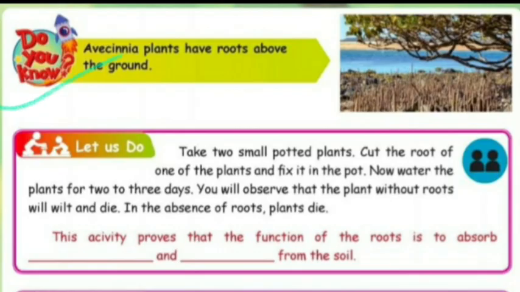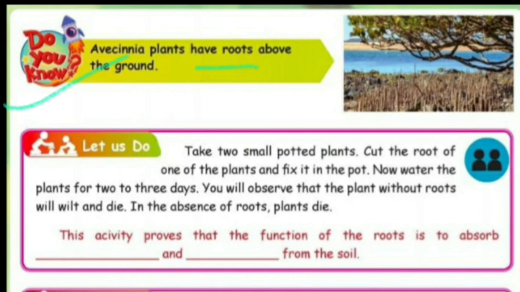Here, do you know, children, Avicennia plants have roots. Usually every plant has roots, isn't it? Even these kinds of plants have roots, but the roots are upward, above the ground. So how are they absorbing water and minerals? They absorb minerals and water from the moisture which is present in the air.